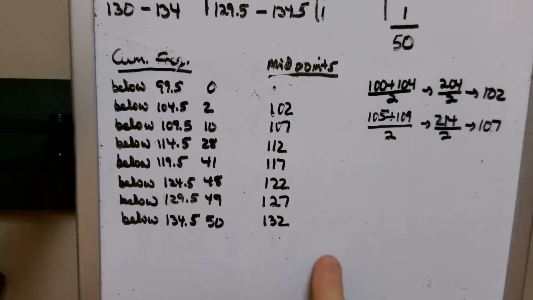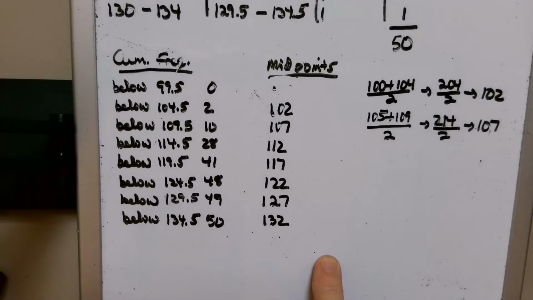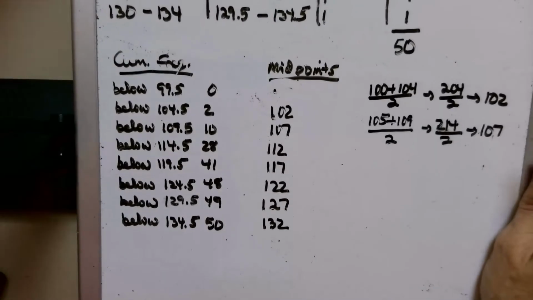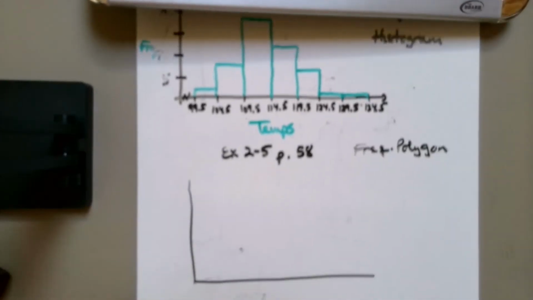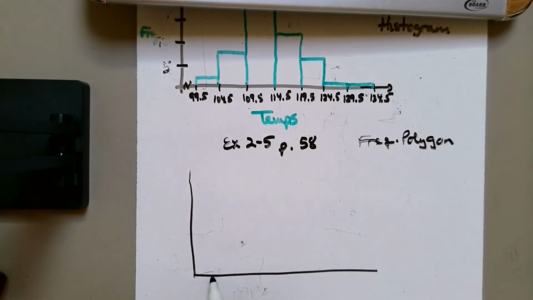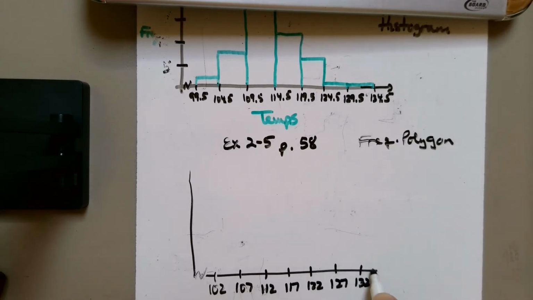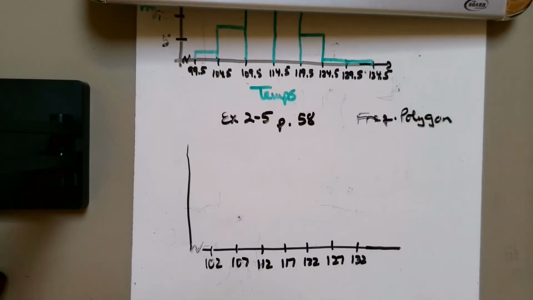So we're going to take this information about midpoints along the x-axis, and along the y-axis we're going to do frequency, and we're going to go to example 2.5, which is on page 58. And again, x is midpoint, and we remember our first midpoint, since we're not starting at 0, I'll put a break here. So the first midpoint was 102, and I'm just going to list them: 107, 112, 117, 122, 127, 132. Okay.